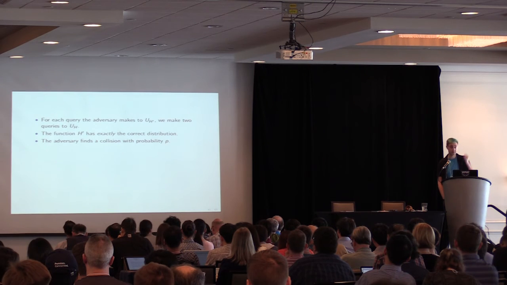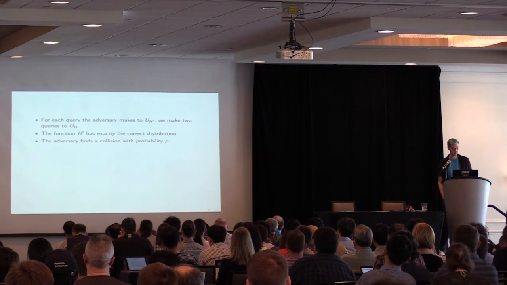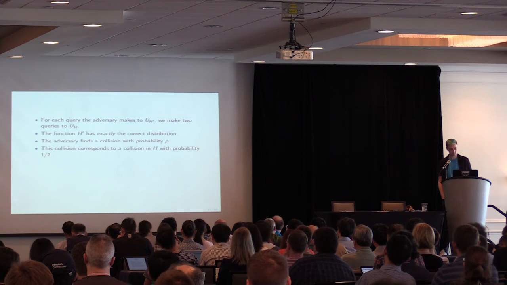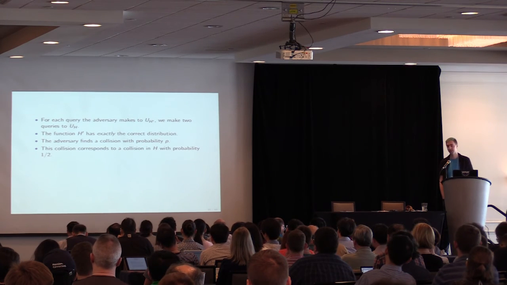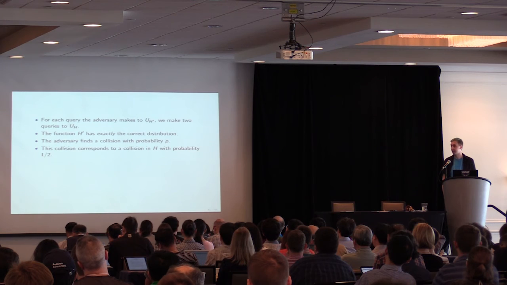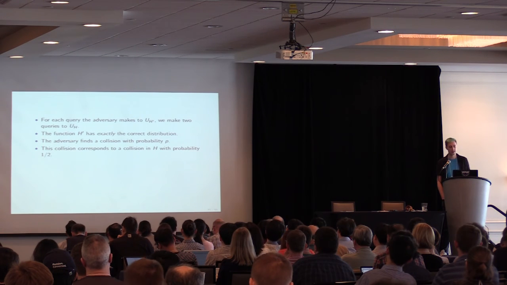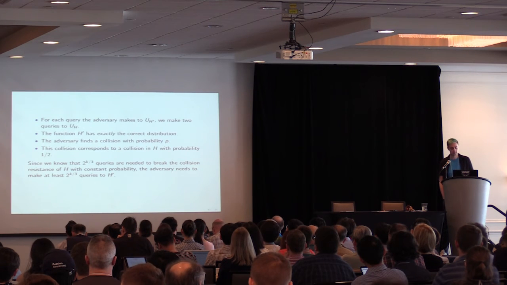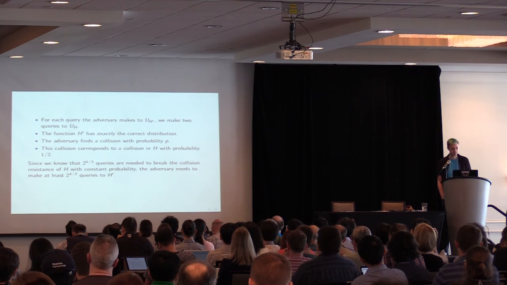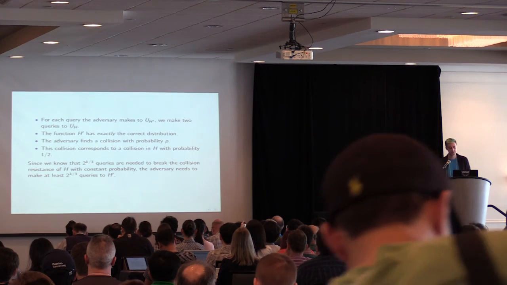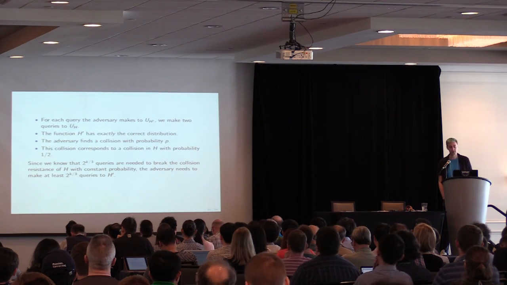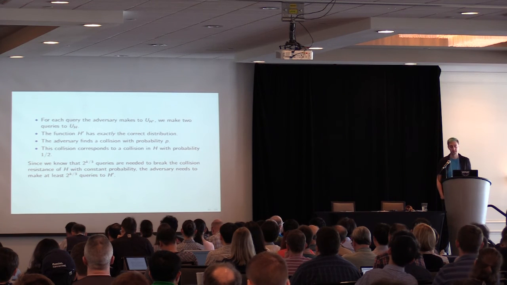Because of that, our adversary is going to find a collision with probability P. And this collision, as we said, will correspond to a collision in H with probability 1/2. So since we know that 2 to the k/3 queries are needed to break the collision resistance of H with constant probability, we get that the adversary needs to make at least 2 to the k/3 queries to H primed asymptotically.